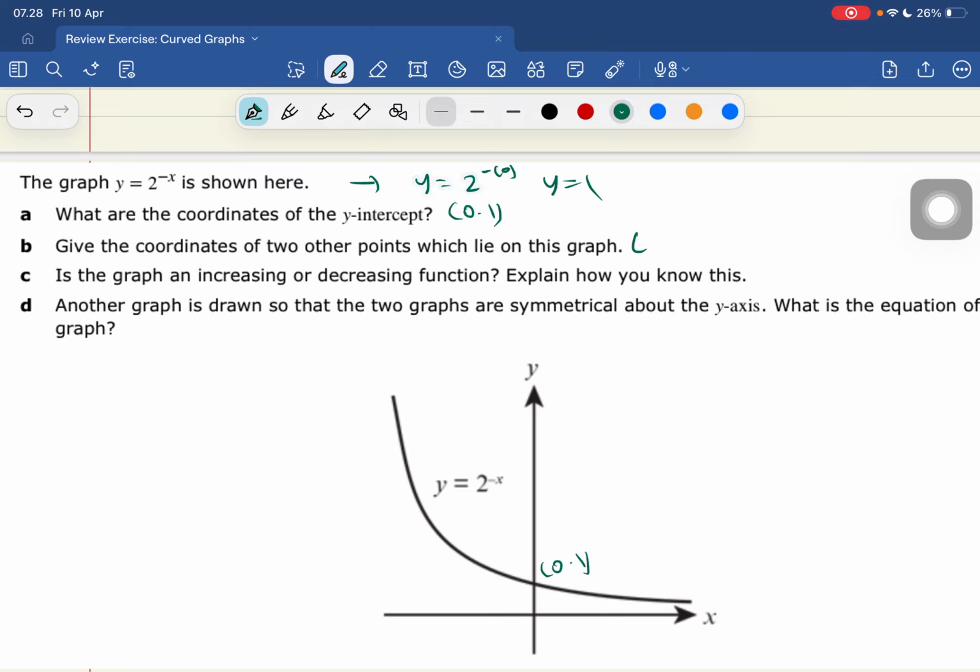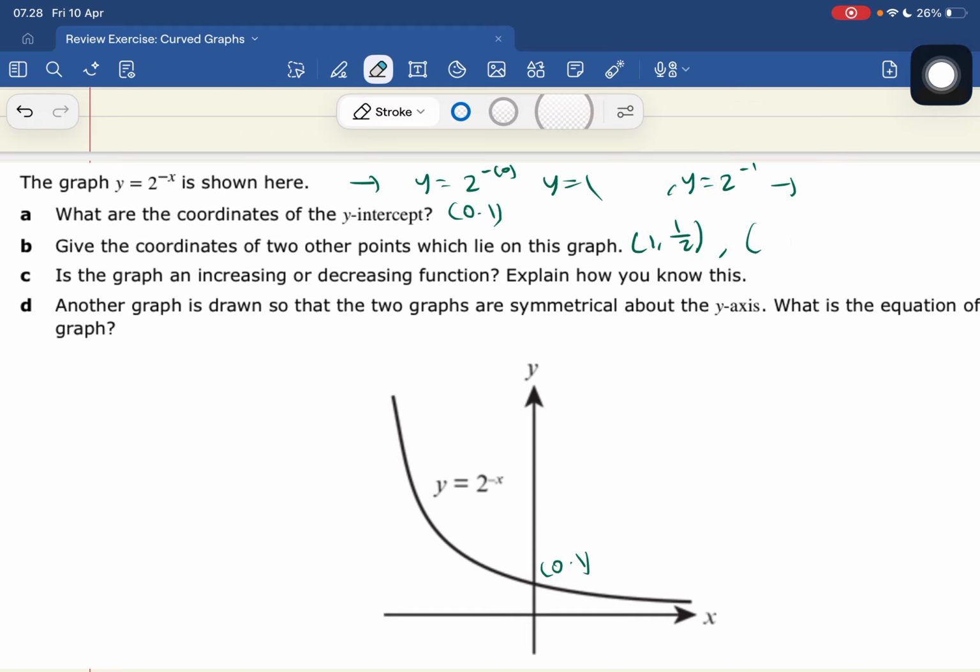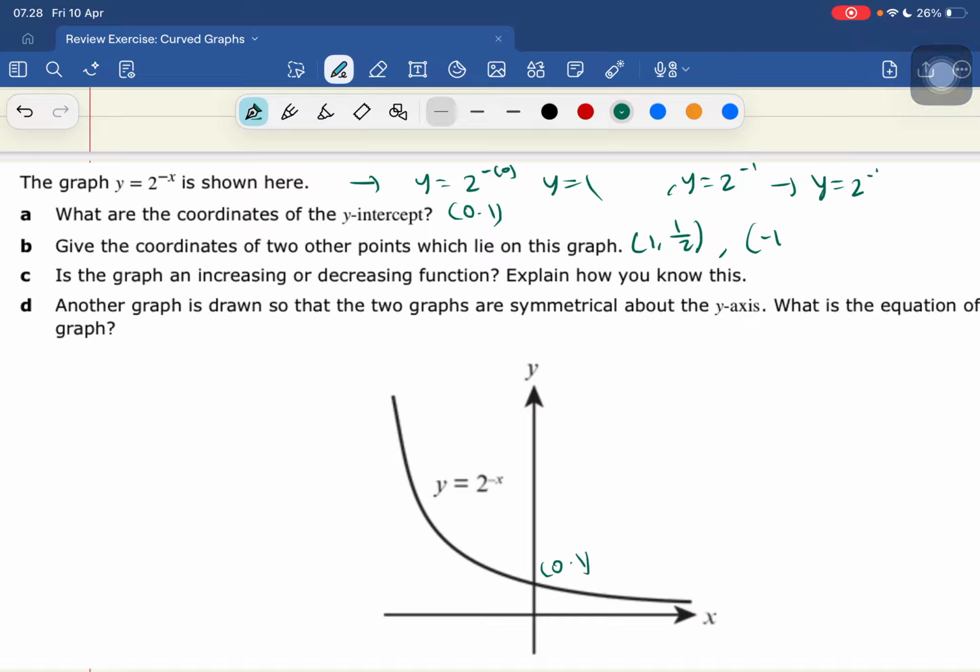So yeah, this is actually many possible. When x equals 1, we can just substitute: y equals 2 to the power of -1, which is 1/2. Next, when x equals -1, we substitute y equals 2 to the power of -(-1), so it's going to be 2 to the power of 1. So y is going to be 2. Here is just one example, but there are many possibilities.